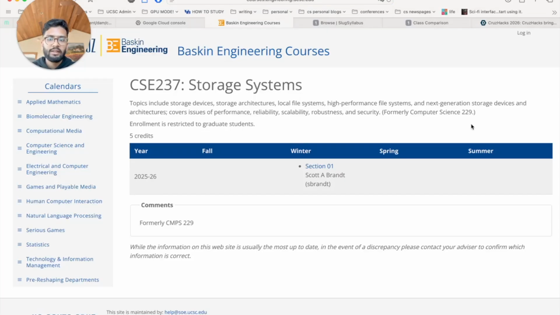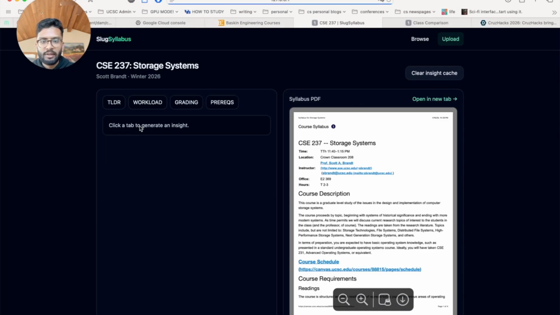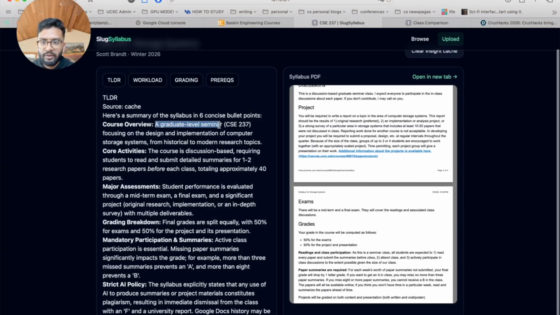So here we get even less information. We just get a list of topics and we don't really know what the class is about. But on SlugSyllabus, we can get the actual syllabus and see that this is a graduate level seminar. It's discussion based, requiring students to read approximately 40 research papers, and you are evaluated on 2 exams and a research project with multiple deliverables. Grades are split equally with 50% for exams and 50% for project and presentation.